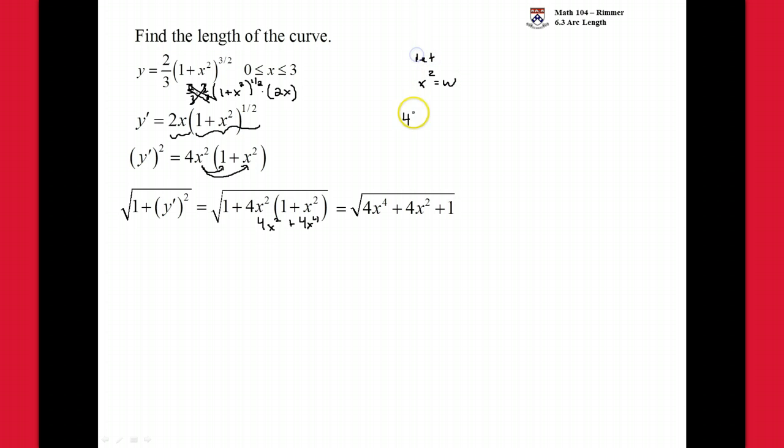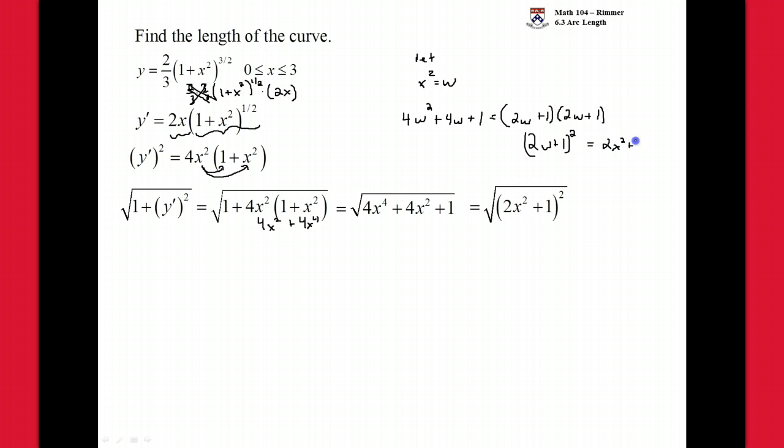Okay, it factors like 4w squared plus 4w plus 1. That guy factors to be 2w plus 1 and 2w plus 1. And so our guy is going to factor as 2x squared plus 1 and 2x squared plus 1. Okay, and we can write that as 2x squared plus 1 quantity squared. So that's the algebra there.